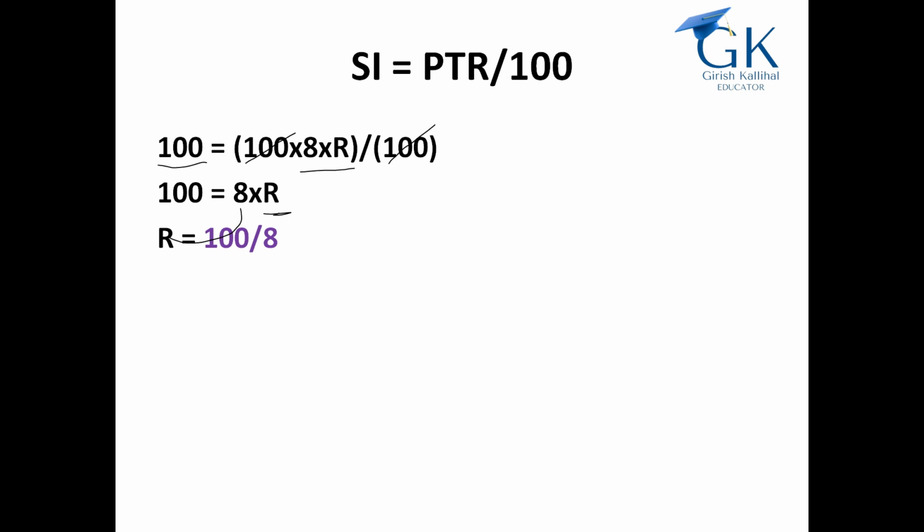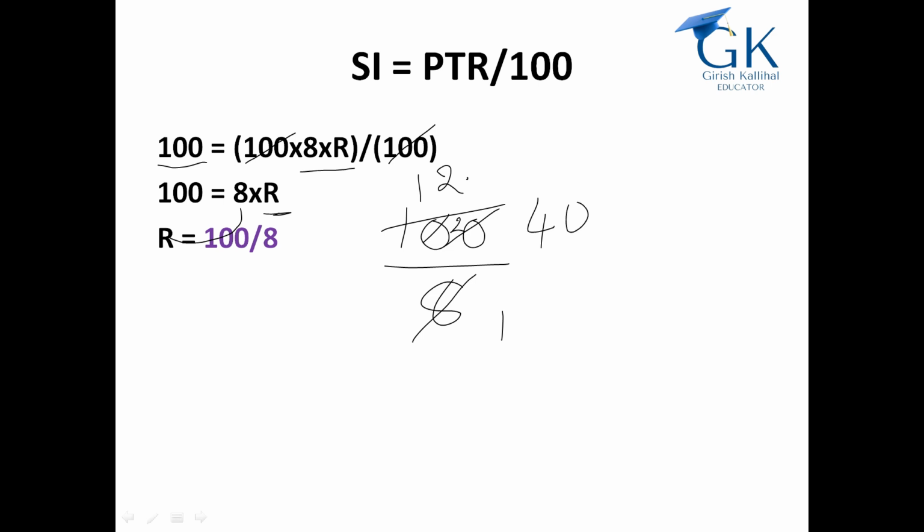Now let us just simplify this. So I'll write down here 100 divided by 8. 8 ones are 8. 8 ones are 8 and this 10, another 2 will remain. So this 2 will become 20. 8 twos are 16. So another 4 will remain here. So I'll keep point so that this 4 will become 40. 8 fives are 40. So I'll keep 5 here. So that rate of interest R is equal to 12.5%.